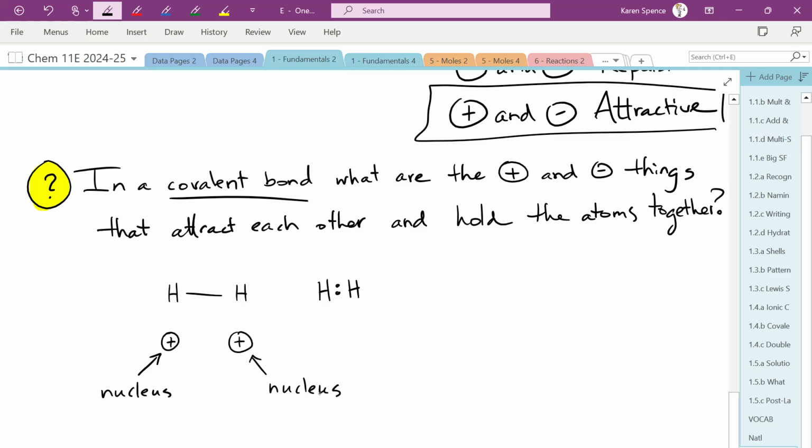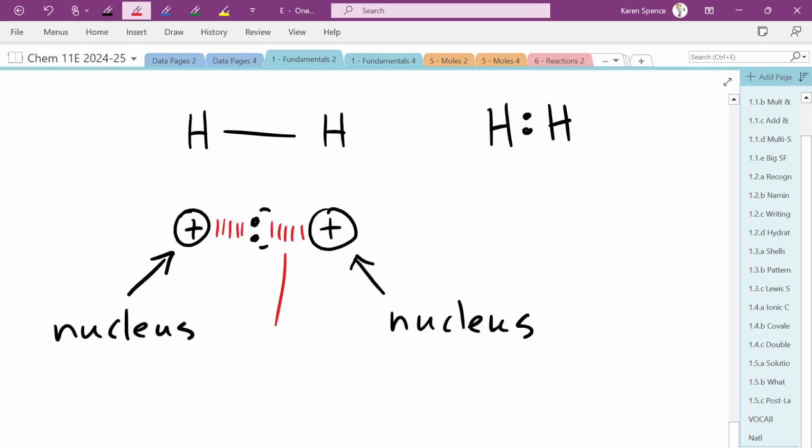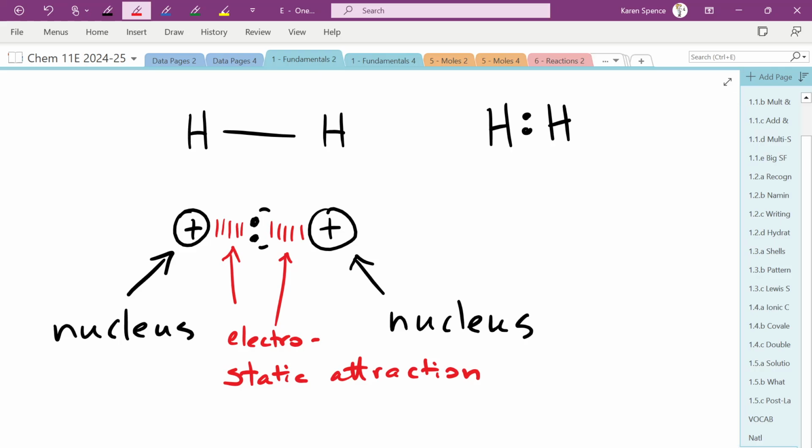But we know that hydrogen sticks to hydrogen. Why does it stick to hydrogen? The electrons in the middle. We have these lovely little electrons in the middle. Yeah, exactly. Okay. And so we get these little red lines that I draw like this. These are usually representing an electrostatic attraction, and it's between the nuclei and the bonding electrons.